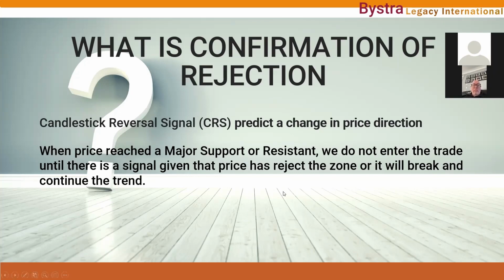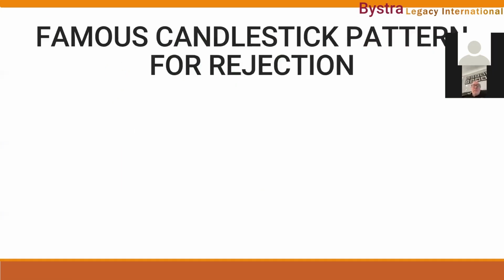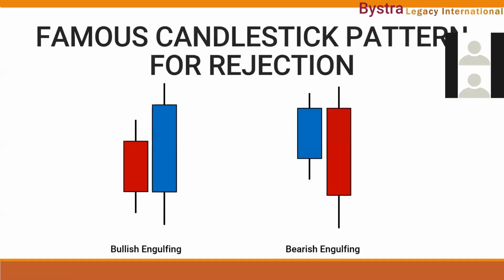I always mention this often in the group: wait for rejection. Why? Because once we have a rejection, then only we will find an opportunity to trade. Without rejection, we cannot trade, because there is no seller or buyer that goes in when price is going on a reversal trend. Here I'm going to show you the most basic and most commonly used reversal candles, the bullish and the bearish engulfing.